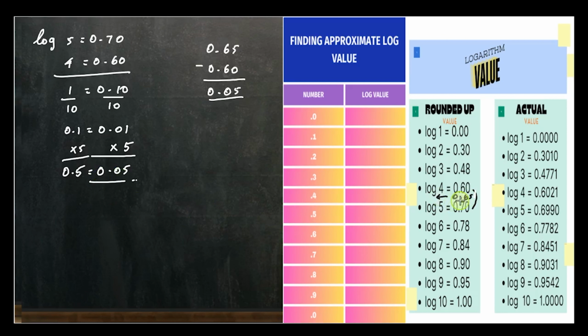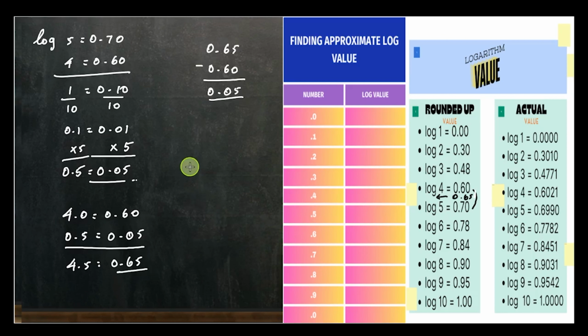Got it? As this number comes between 4 and 5, take the log value of 4, which is 0.60. Now the value we found is 0.5 is equal to 0.05. If I add it, I will be getting 4.5 value is equal to 0.65. So I have found it. So 0.65 now corresponds to what? 4.5. This is how we can find antilog value.